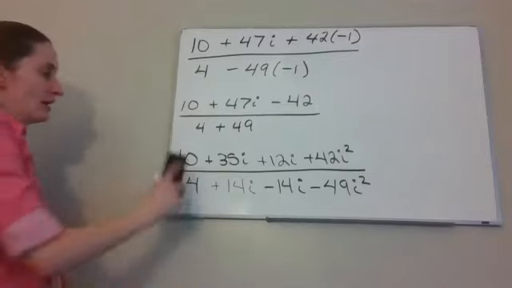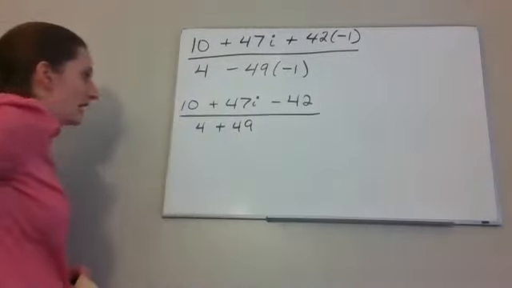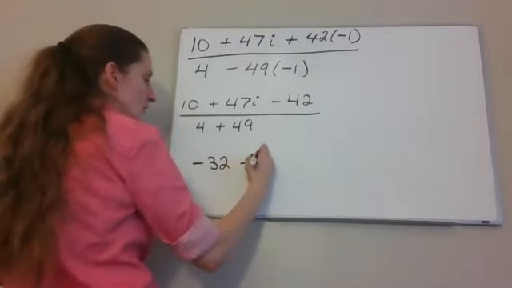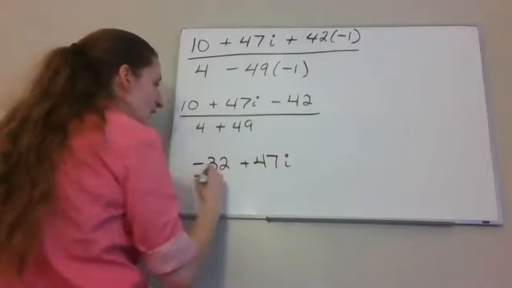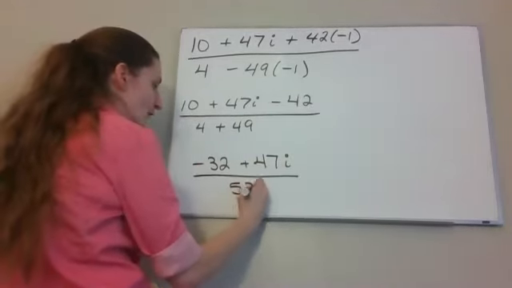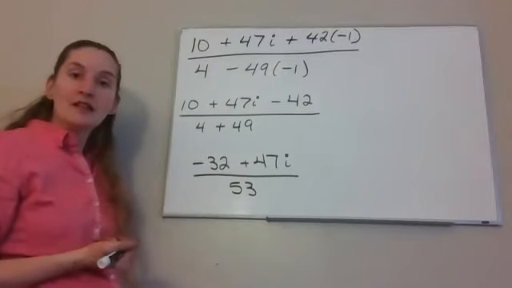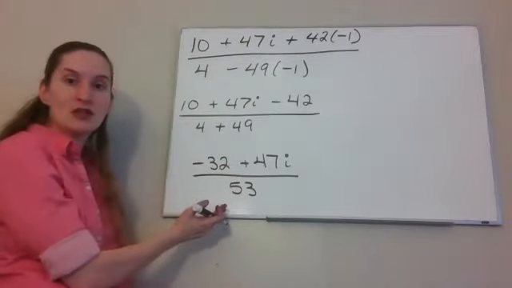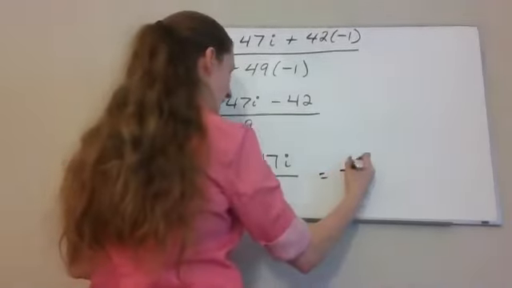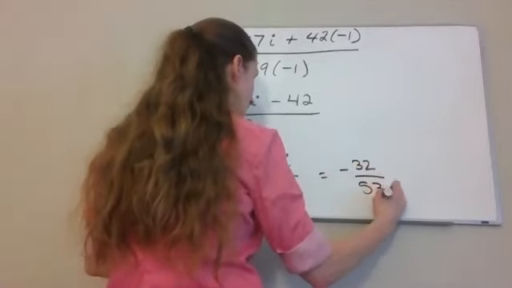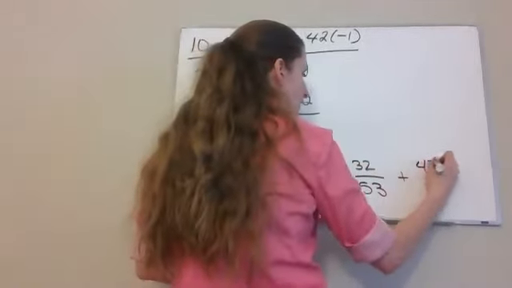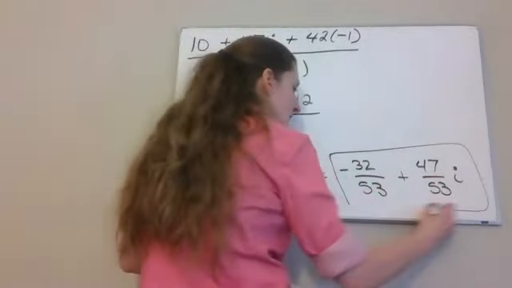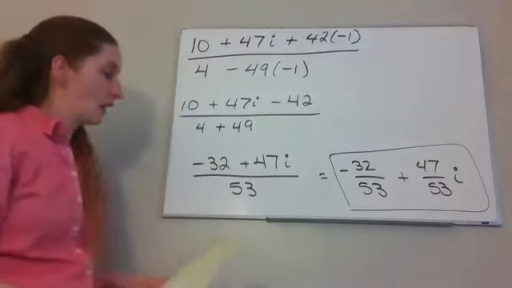So now I can combine like terms across the top and bottom again. 10 minus 42 is negative 32. And I have plus 47i. All of this is over 53. And now to write this in the correct form, a plus bi, all I have to do is just split this up into two different fractions. I have negative 32 over 53 plus 47 over 53 i. And that is our solution.